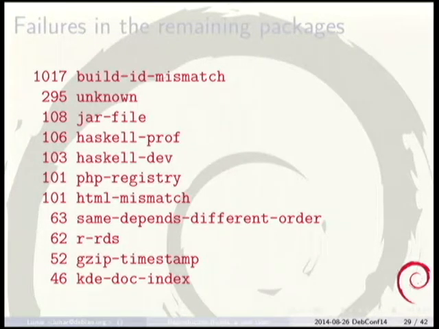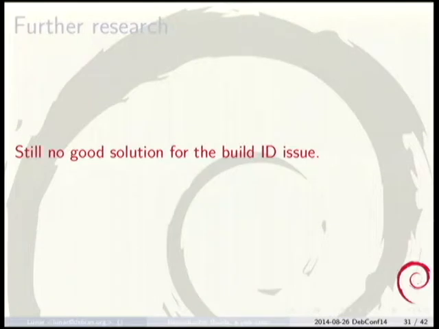Yeah. So JAR files, there was a problem; in Haskell files, there was a problem; in a PHP registry capturing build path, GZ timestamps, Mono. There's something with Mono going on, I don't know. There was a docbook to man, like a timestamp in there. There's also a couple of other low hanging fruits that could benefit a lot of packages at once. But right now, we still have no good solution for the build ID thing, the DWARF.